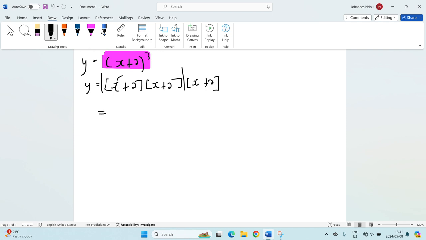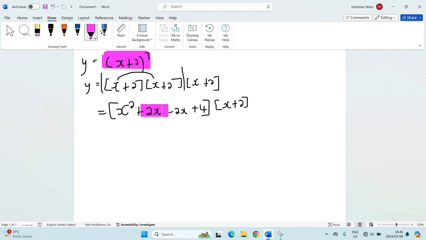Now I'm going to FOIL this. x times x will give me x squared. x times 2 will give me 2x. And 2 times x is also 2x. 2 times 2 is positive 4. Now everything is multiplied by x plus 2. Notice I've got like terms, so I add like terms. I'm going to have x squared plus 4x plus 4, and everything will be multiplied by x plus 2.